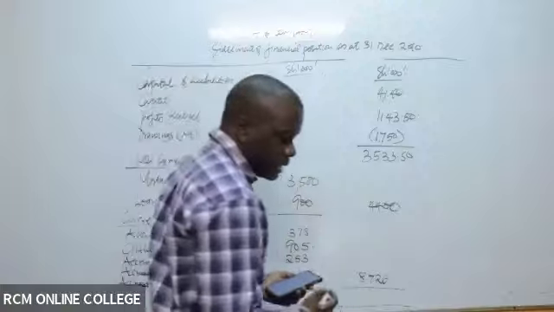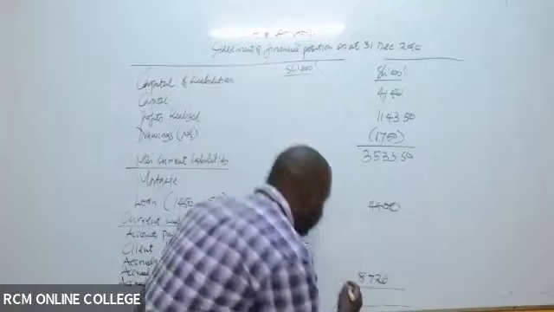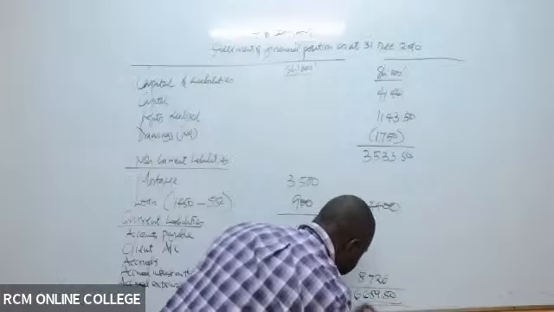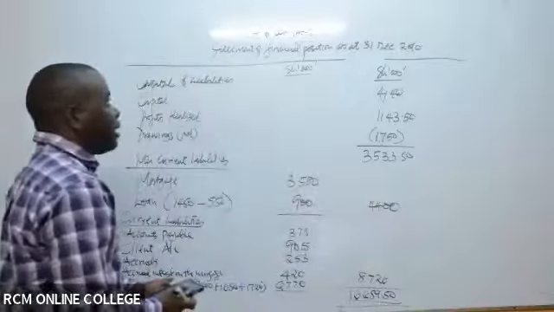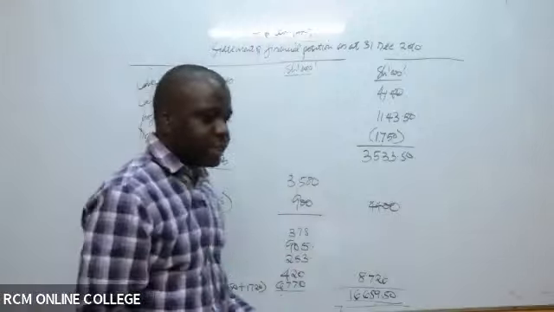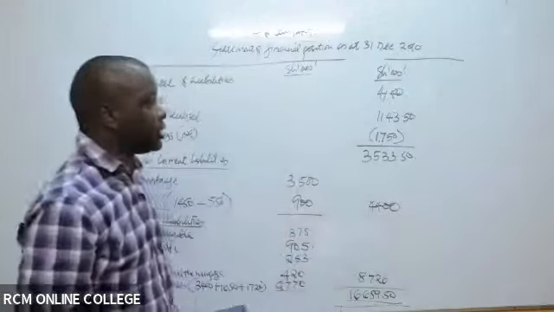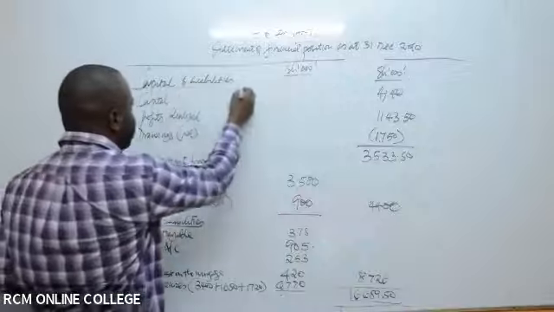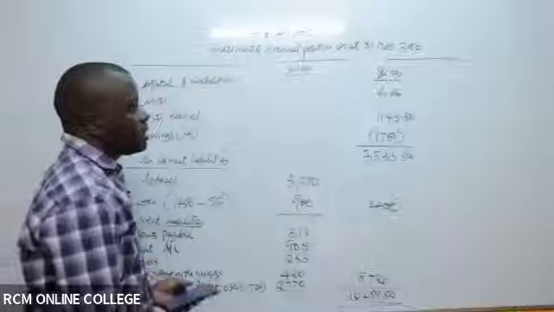So 16,659.50. That basically becomes our balance sheet for S and H. So that is really how you come up with the balance sheets for the professional firm.